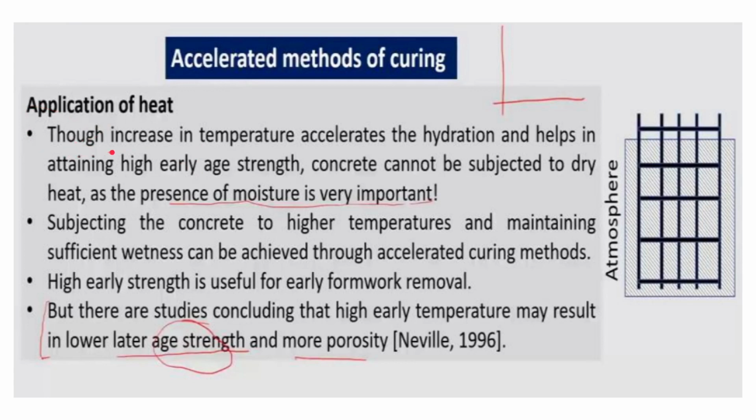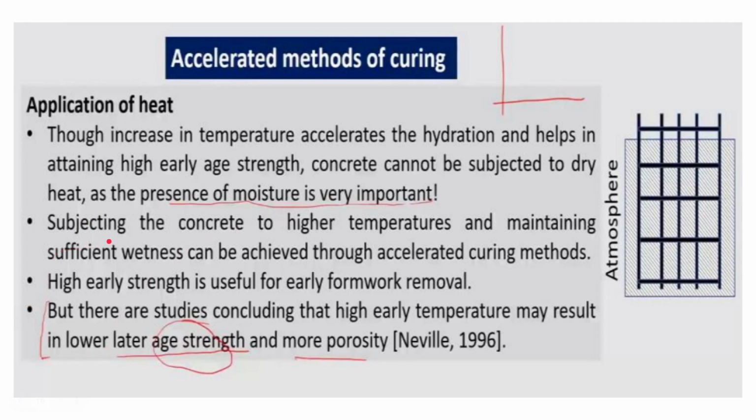So with the application of heat, the increase in temperature accelerates hydration and helps in attaining high early strength. It is also important that the concrete should not be subjected to dry heat. There should be some moisture, because heating will ultimately result in drying shrinkage or thermal shrinkage. That factor also has to be kept in mind. We will study it in coming slides. This is because the presence of moisture is very important.